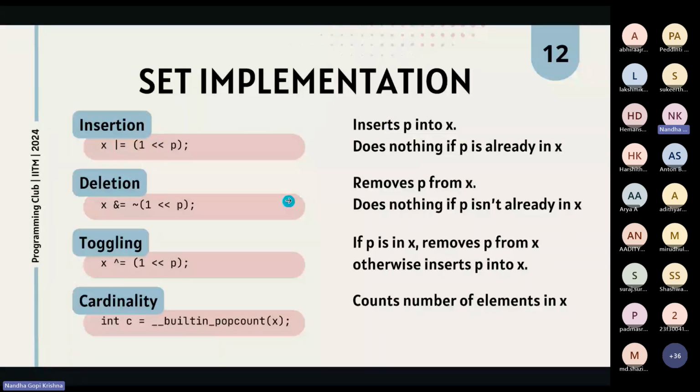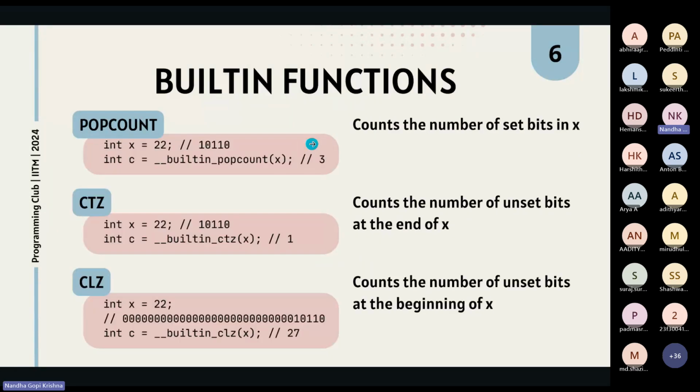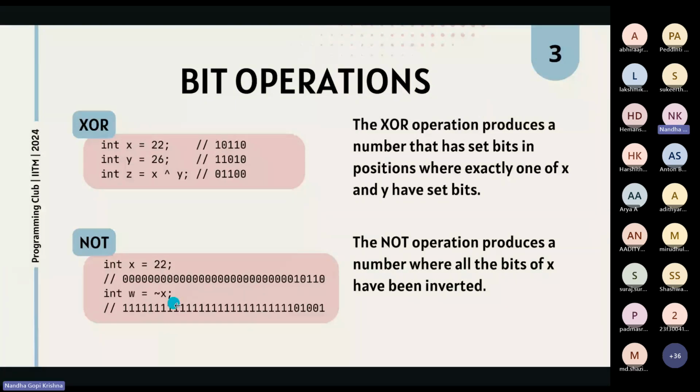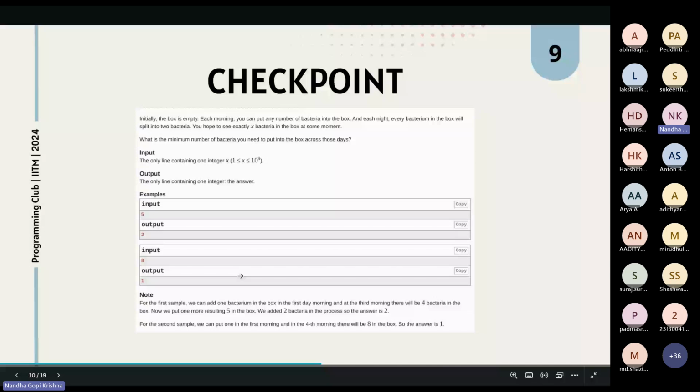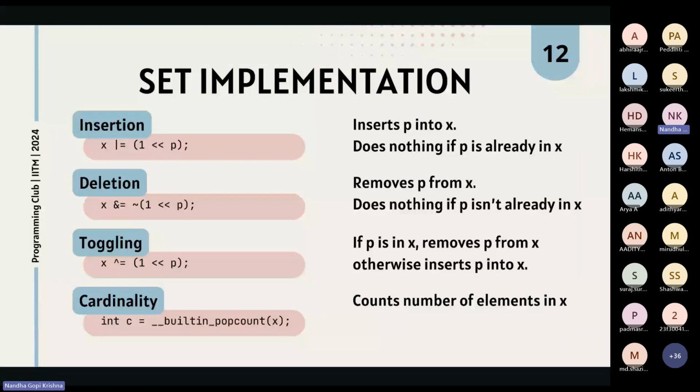Now how do we delete? This is an interesting operation. In an STL set, you might have done dot erase and passed in the key. Over here, we want to unset the pth bit. So how do we do that? You might remember the not operation, which inverts every bit in the number, and this is exactly what we want. We want to make the pth bit 0 and all other bits 1, and AND that with x.